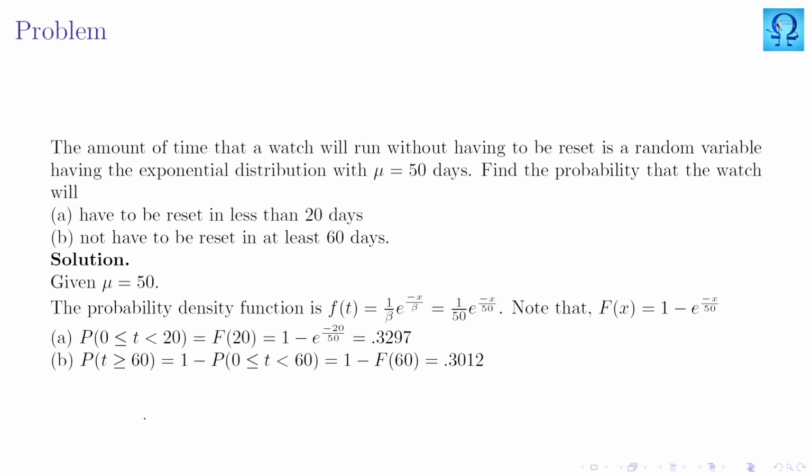Coming to the next problem, here it is said that the amount of time that a watch will run without having to be reset is a random variable having an exponential distribution, and the mean is given. We need to find the probability that it will have to be reset in less than 20 days. So we will have to find the probability from 0 to 20, and the probability that it will not have to be reset in at least 60 days, so greater than or equal to 60. These are the two things that we are going to find.